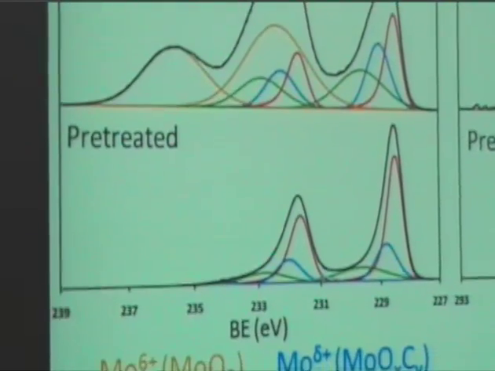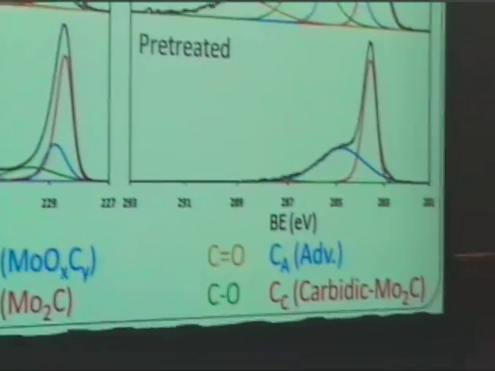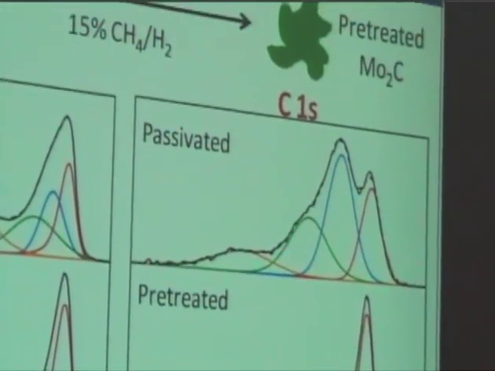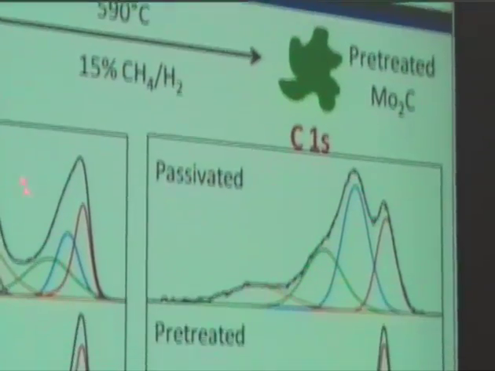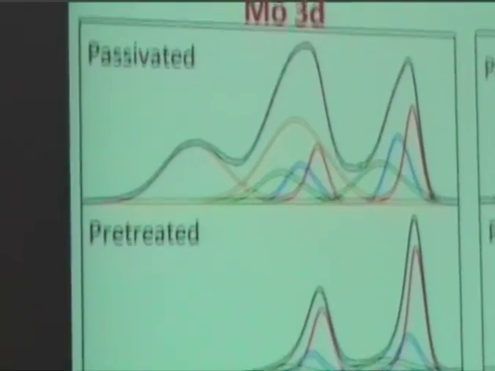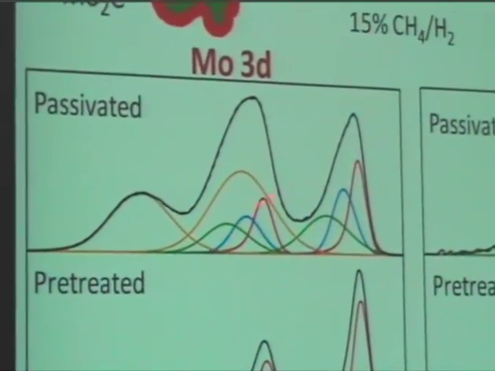And in the XPS spectra for Mo 3d and C 1s, what you see is that the surface is reduced. In the case of, say, here we have the molybdenum trioxide corresponding to these orange peaks. These are completely removed once the catalyst has been pre-treated, and the peaks corresponding to molybdenum carbide here are increased drastically. So we're basically removing oxygen and recarburizing our surface.